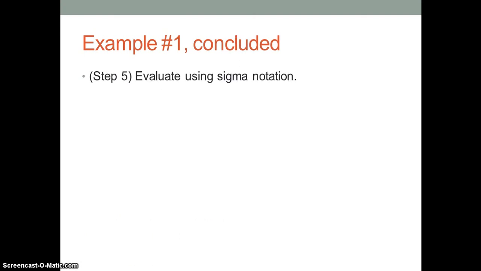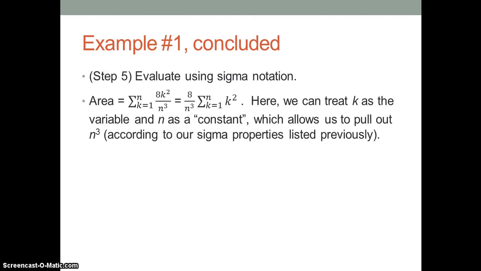The final part of it is we're going to evaluate it using our sigma notation. So remember our formulas we came up with for the sum of the integers and the sum of the squares and the sum of the cubes. Well, we're going to use those formulas, noting that k is really our variable. K is what's changing in this problem. N is fixed. N is like we have 100 rectangles or we have 1,000,000 rectangles. All right? That's not going to change in this problem. It's the k that matters.